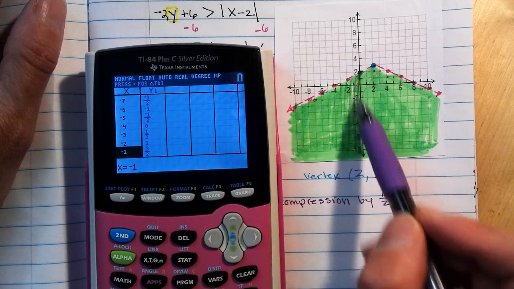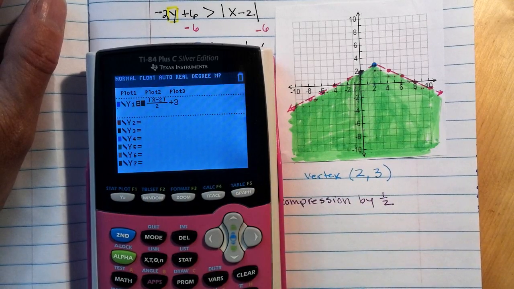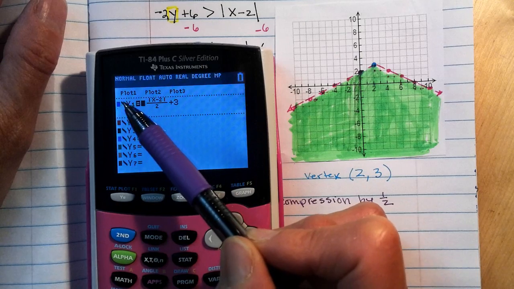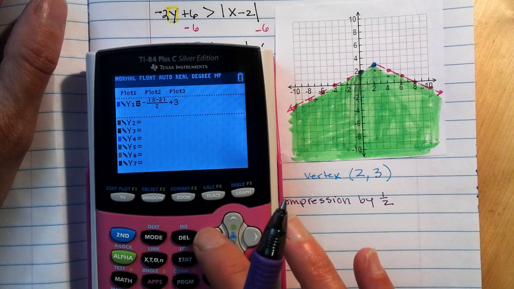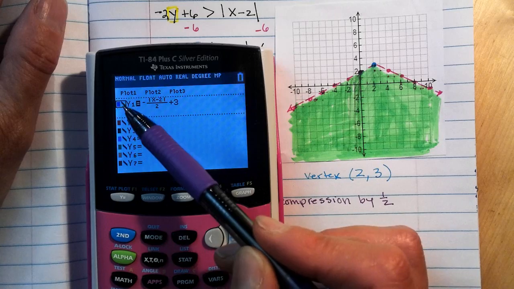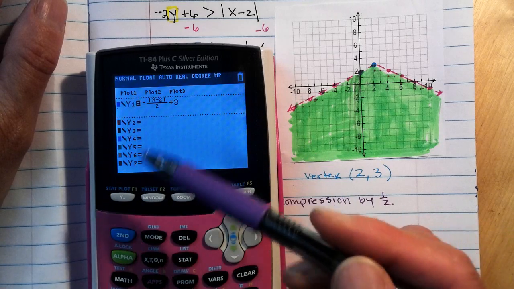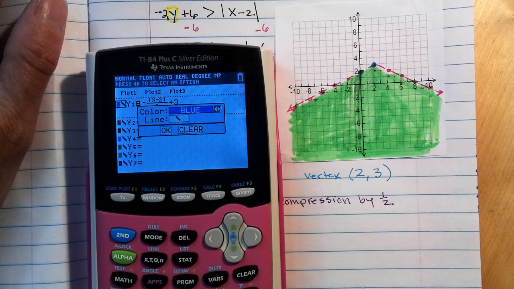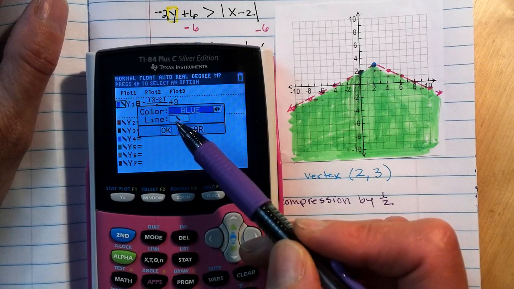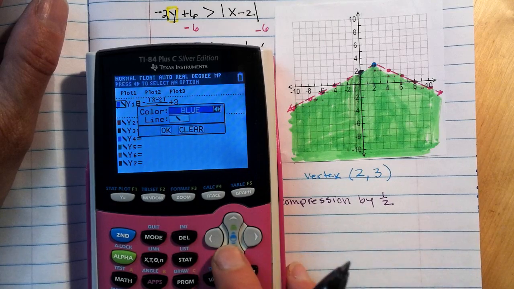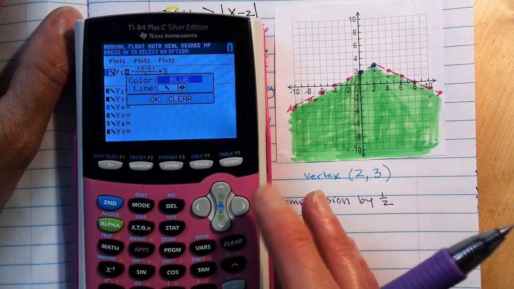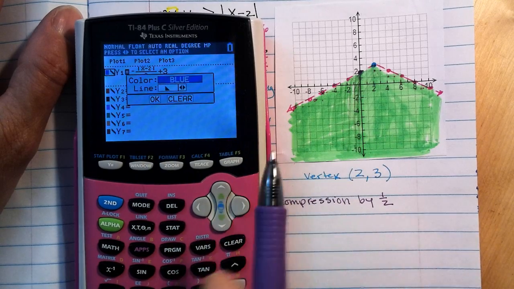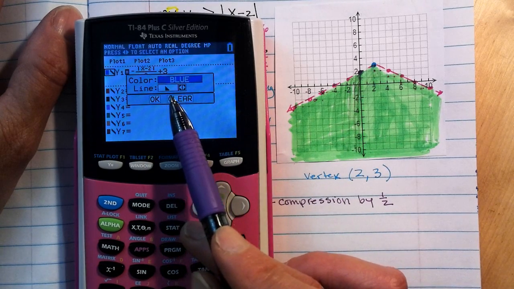So I want to know what side to shade it on. So let's go to y equals. If we go over here to this box, if you have an older calculator, it's the line, which I call the flappy thing. If you go over here and then push enter, you see you can change your color, but let's look at where we have lines. So I'm going to go down, and notice that's a triangle on the top and that's a triangle on the bottom.